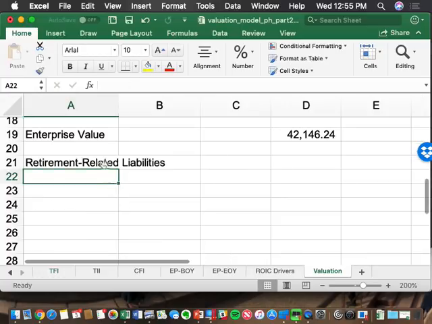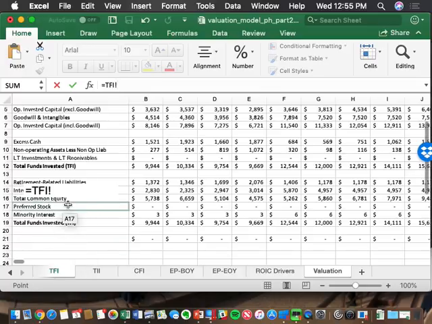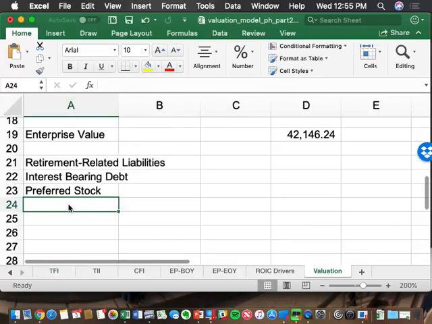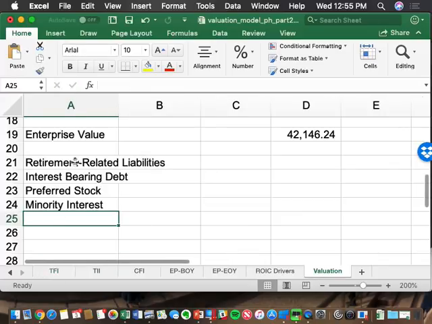Retirement-related liabilities. Okay, next row down, interest-bearing debt. Now, we don't want to double count the common because we're solving for common, but the next one is the preferred shareholders. And the final one is the minority shareholders. So those 4 stakeholders have to be paid before common gets their money.